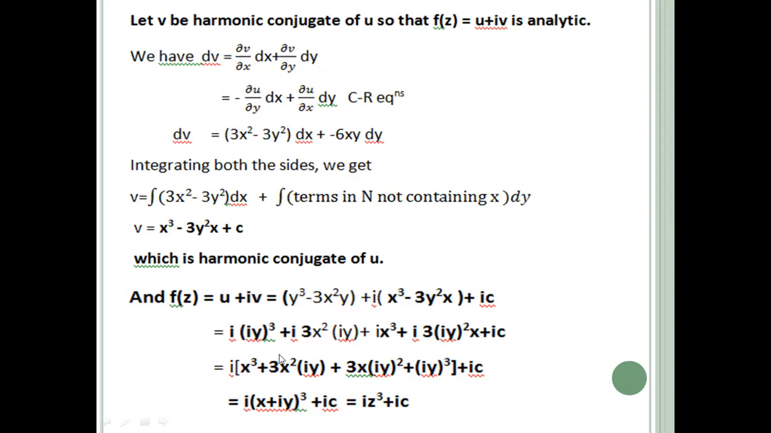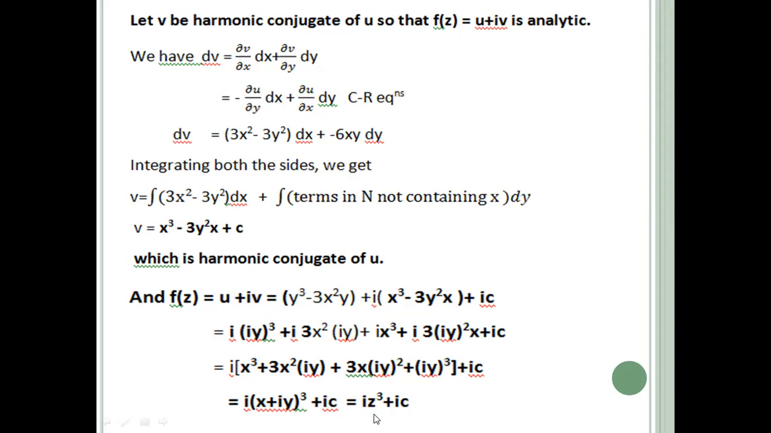So all these terms are having i common: x cubed plus 3x squared into iy plus 3 i y squared into x plus (iy) whole cubed. It is the (a + b) whole cubed formula: a cubed plus 3a squared b plus 3ab squared plus b cubed. So you get (x + iy) whole cubed plus i into c. So i is taken outside. It is iz cubed plus ic. So you got f(z) in the form of z.